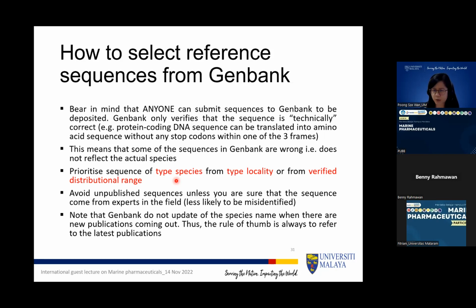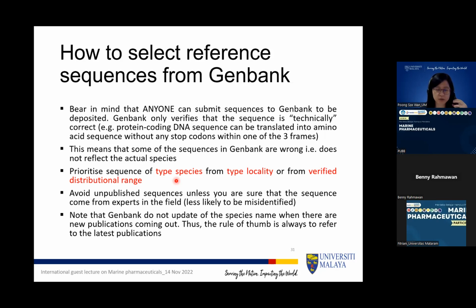So if there's a sequence from Costa Rica for Capophycus alvarezi, it means that most likely this Capophycus alvarezi from Costa Rica was introduced from Southeast Asia into Central America. So I would try to avoid sequences that come from regions where this species does not occur naturally. I hope you get what I mean.